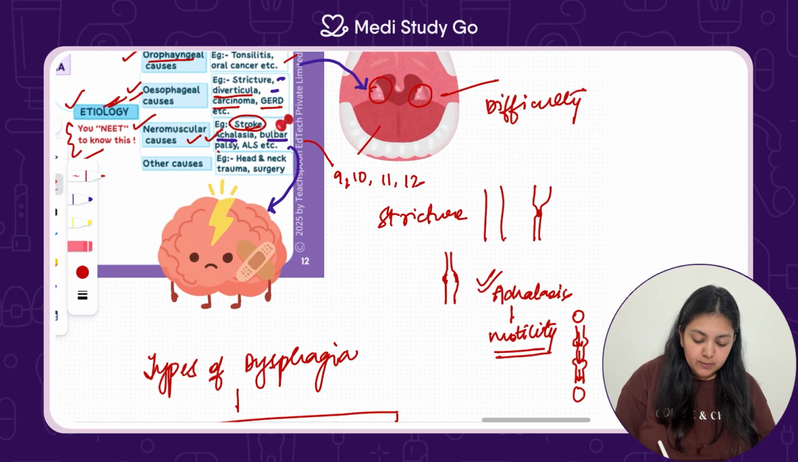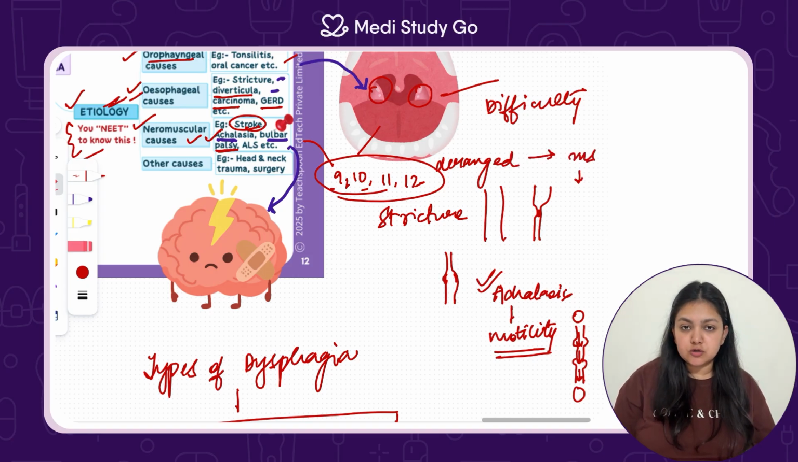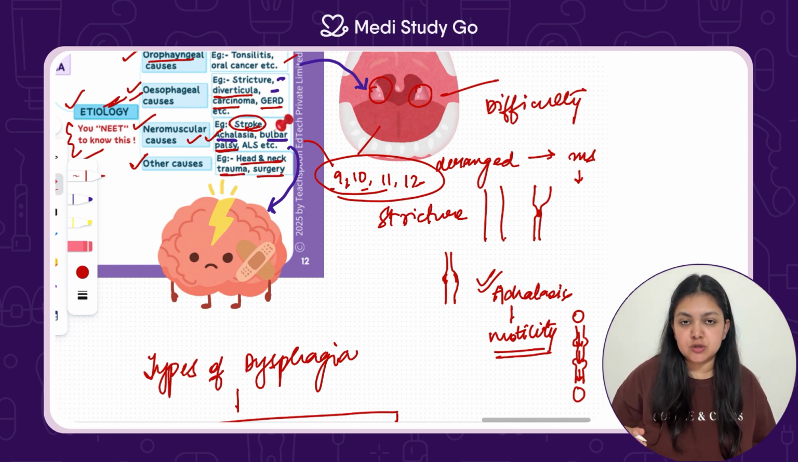Next, there can be bulbar palsy. What is bulbar palsy? It is when the nerves 9, 10, 11, 12 get deranged. Any of these can get deranged, which causes their muscles to be deranged. So if the muscular portion is also affected, peristalsis will be decreased and the food will not be able to go inside completely. Moving ahead, there can be other causes like head and neck trauma and surgery, after which there is some constriction or obstruction in the esophagus causing difficulty in swallowing the food.